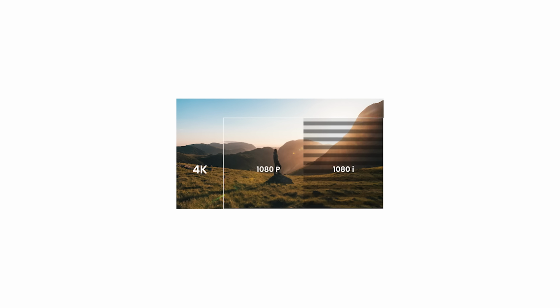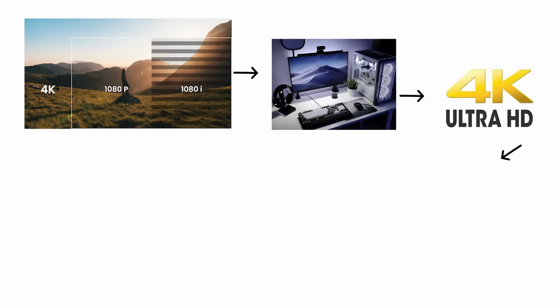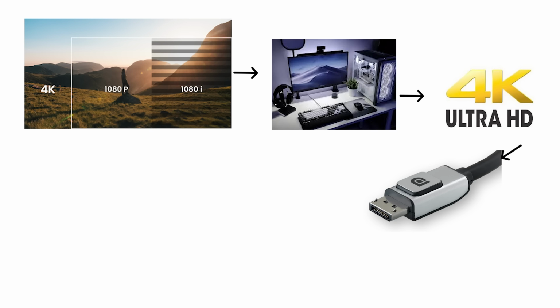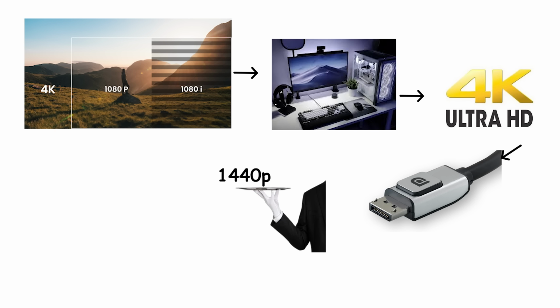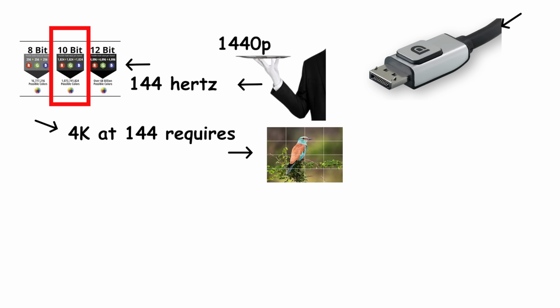144 Hz panels are available across almost every resolution tier. 1080p for budget builds, 1440p for balanced setups, and even 4K for enthusiasts who have the horsepower. Most modern DisplayPort 1.4 connections can handle 1440p at 144 Hz with 10-bit color, though 4K at 144 requires display stream compression to squeeze through the bandwidth limits.